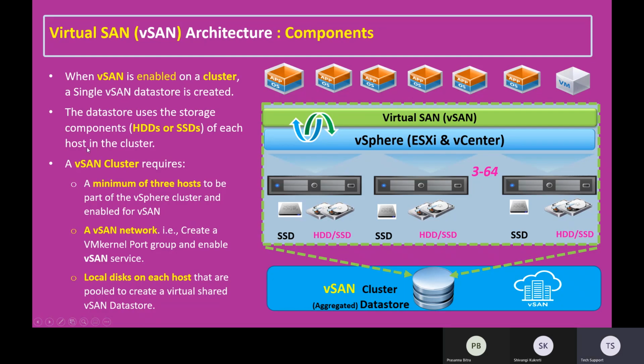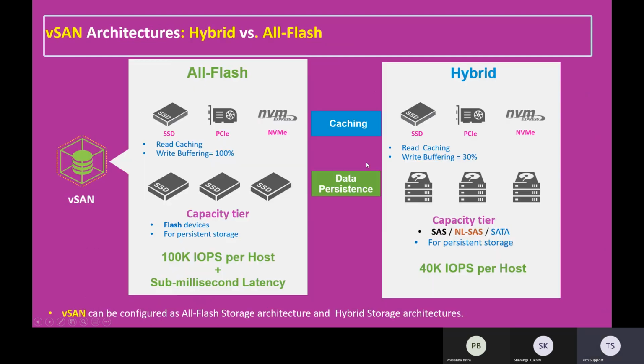So as per our vSAN cluster, we already meet the 3 requirements. 3 hosts we have, we configured VM kernel and we added local disks. The local disk, we added 3 hard drives. Okay, per each host I added 3 disks. And also as we discussed, the first hard disk is always considered as a cache tier and the additional 2 disks are considered as a capacity tier.